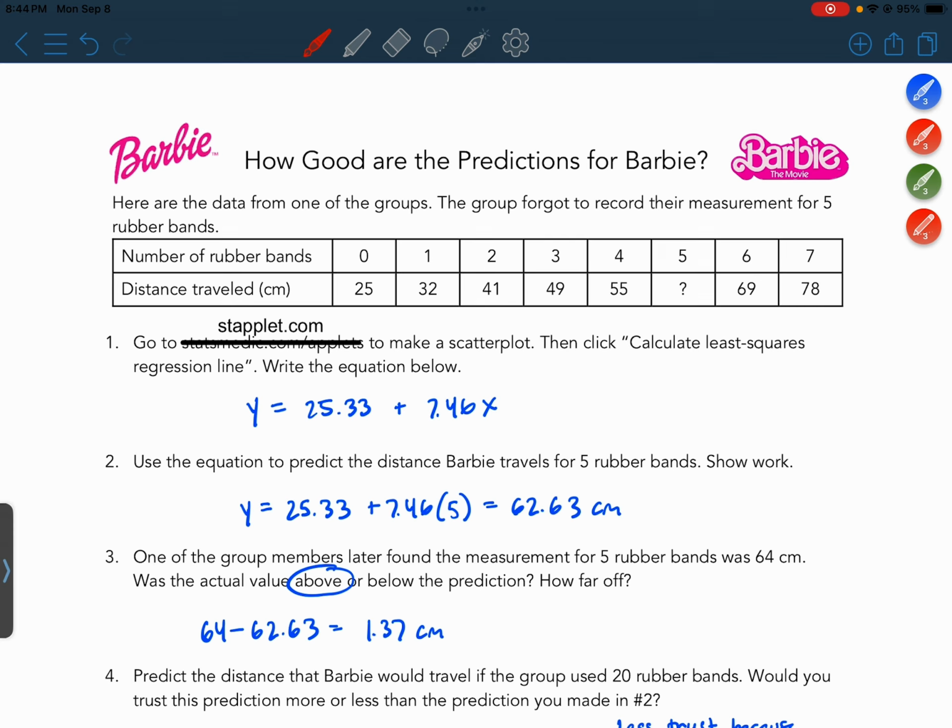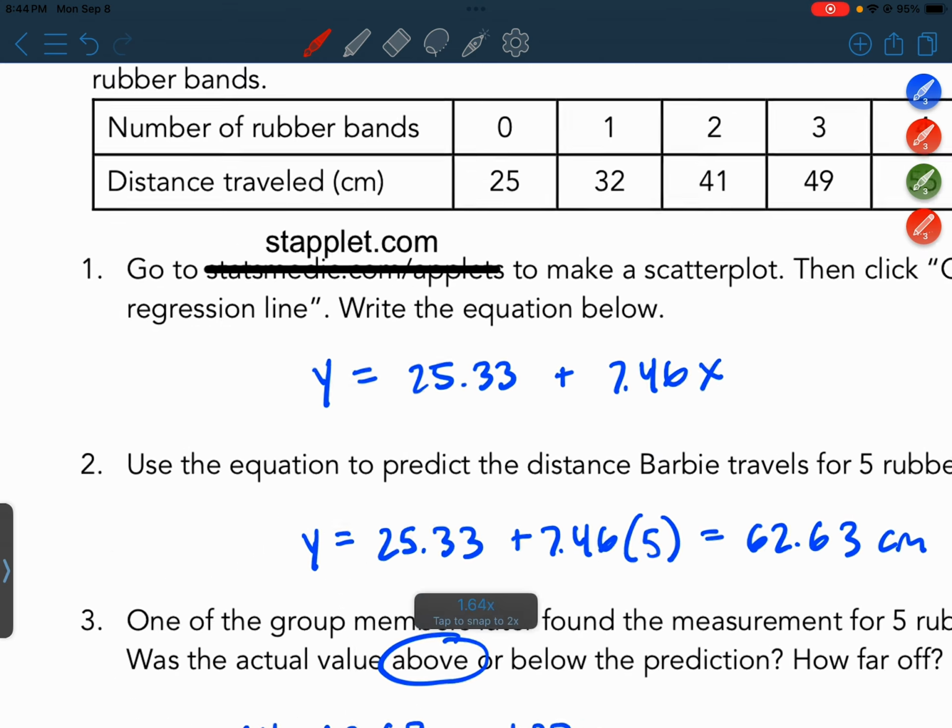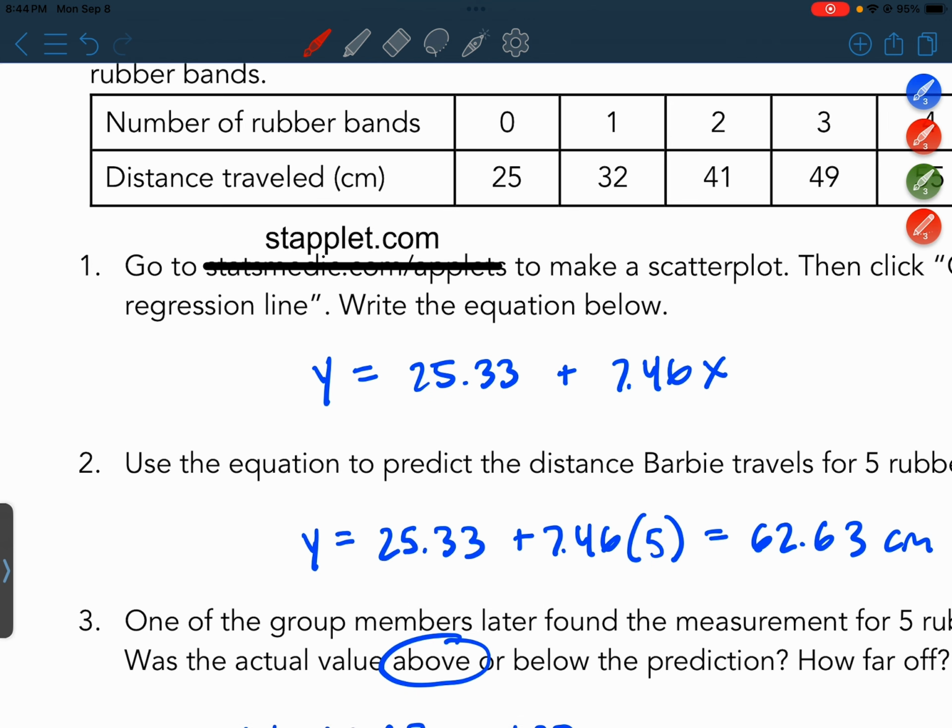All right, so let's debrief the first page of this Barbie activity. One of the big themes that we're going to have here during the debrief is that our equation is used for making predictions. Okay, so the key word there is predictions. So right here in question number 1, when we write the equation, we want to make sure that we're including this symbol here above the y. This is called the hat symbol, but really it stands for the word predicted.